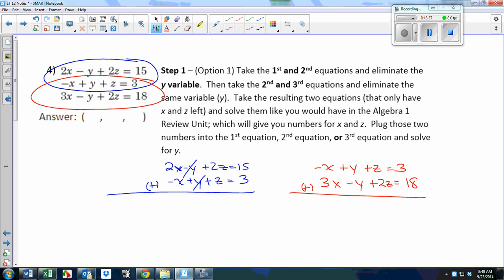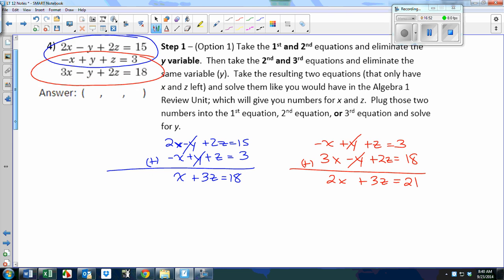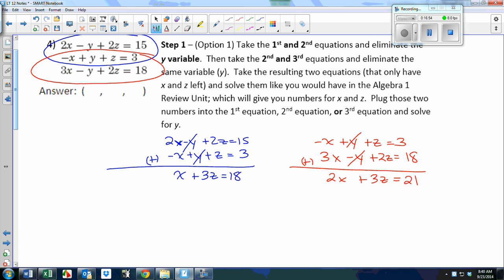All right, first, the blue, we get x plus 3z equals 18. And in red, we get 2x plus 3z equals 21. So far, plan's coming together. We got an x and a z and another x and a z. Now we can put those two together as a learning target 8.